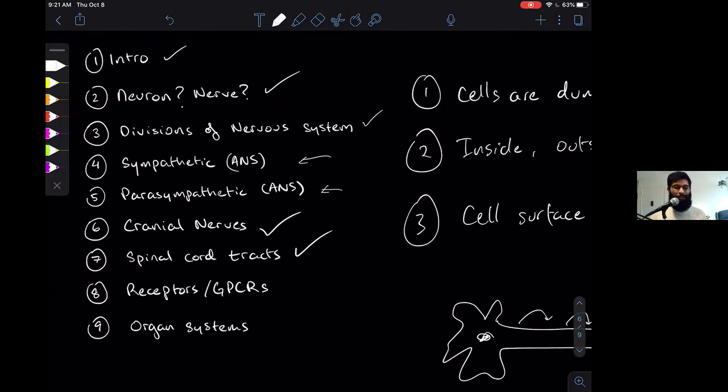How do we make facial expressions? Cranial nerve 7, which is the facial nerve. And then how do we chew? V3, the third branch of the trigeminal nerve. And then sensation is also the trigeminal nerve, et cetera.